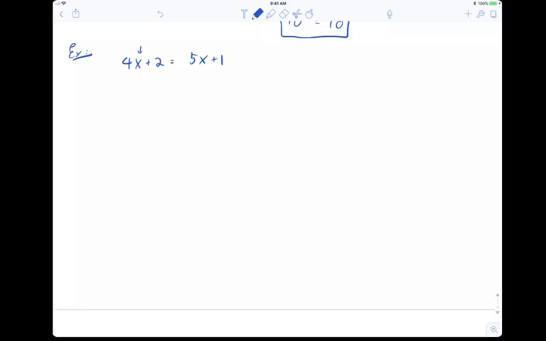There's 2 in front of it, so I'm going to subtract 2 from both sides. Minus 2. If I do it to both sides, the number on the left side of the equal sign and the number on the right-hand side will still be equal. Subtract 2. And now I'm going to simplify this. 4x is equal to 5x minus 1.